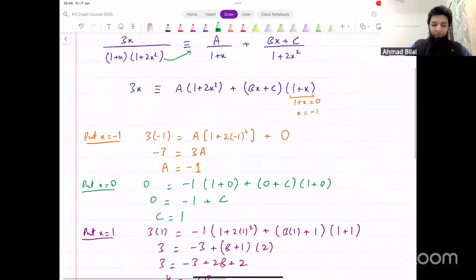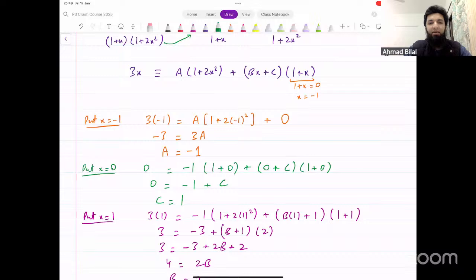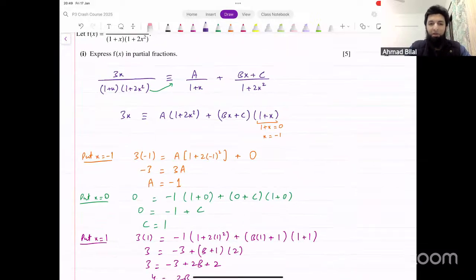Then when you've already used 0, you can choose any other small values of x: 1, 2, 3, like that. Because again, the idea is any value of x will work, because it's an identity. Both sides will always be equal to each other. We just choose values that make our calculations simpler. Oh, okay. Thank you. I get it.